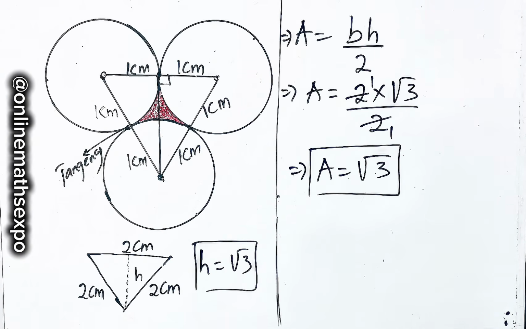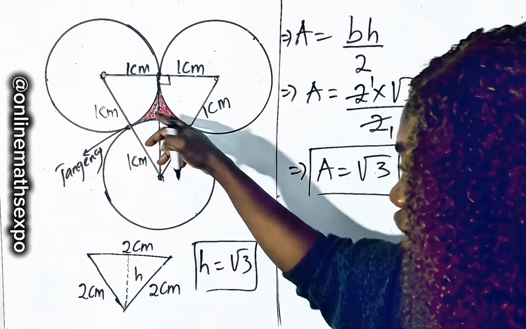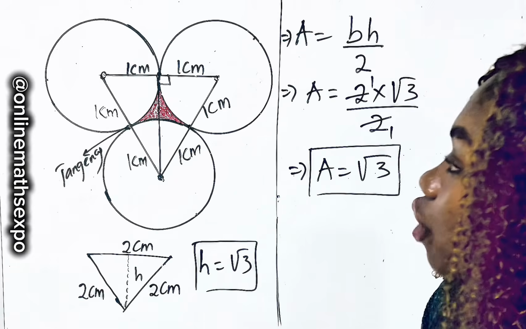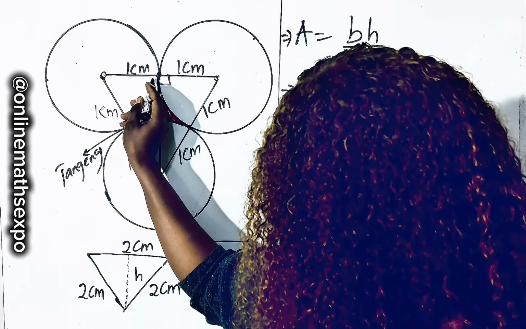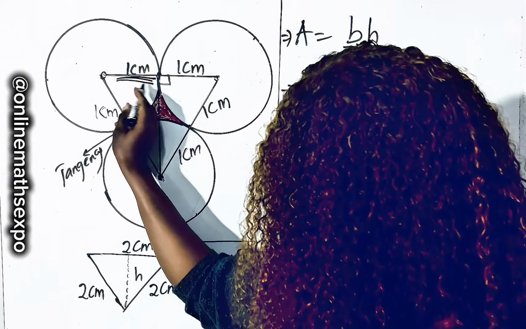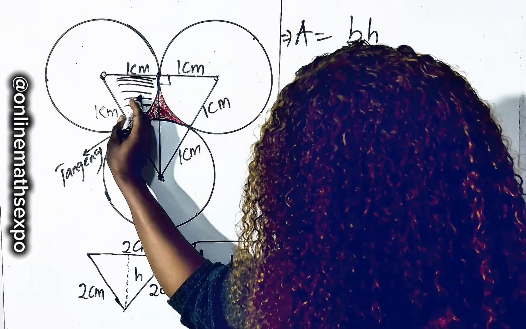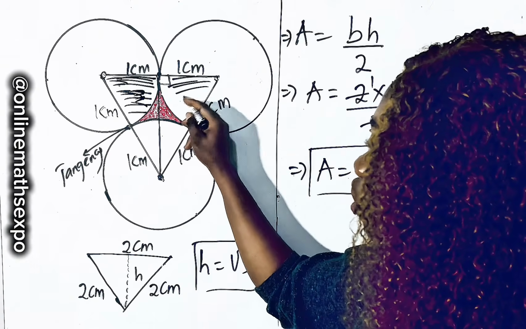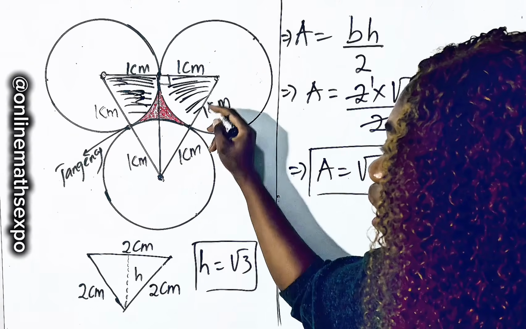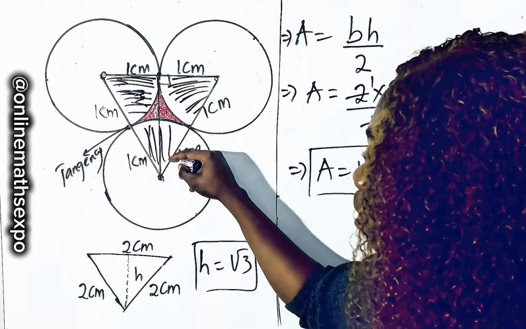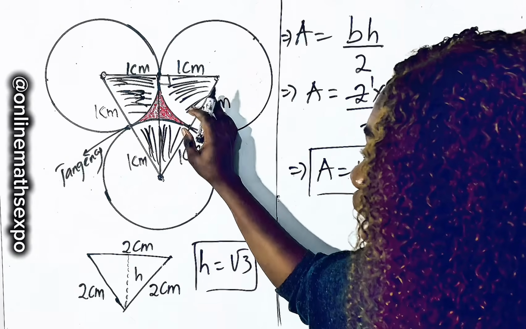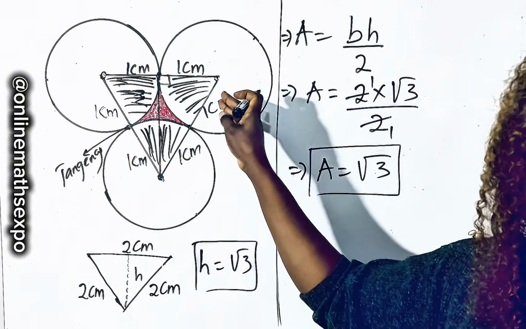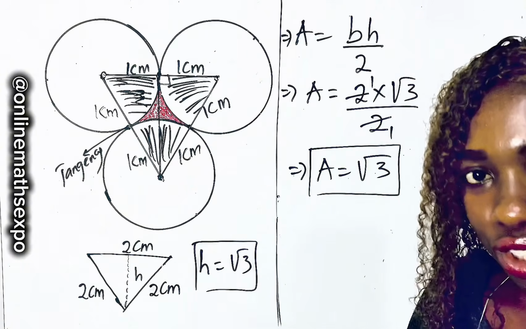Now that we have found the area, can we now find the area of the shaded? Yes. To get the area of the shaded, we can choose to get the area of this part, and the area of this part also. If we can get these areas, add them together, and then subtract it from the entire triangle, it gives us the area of the shaded.